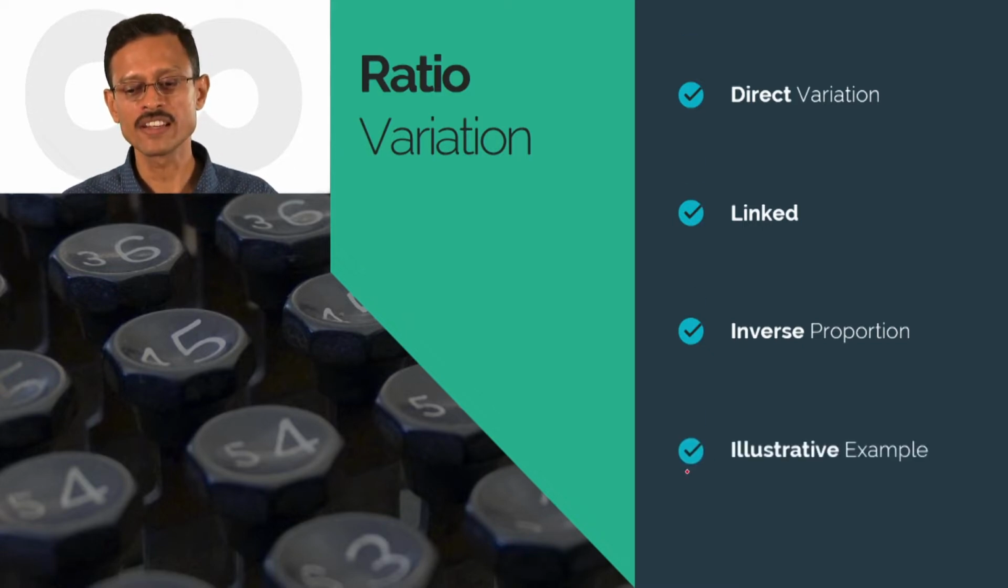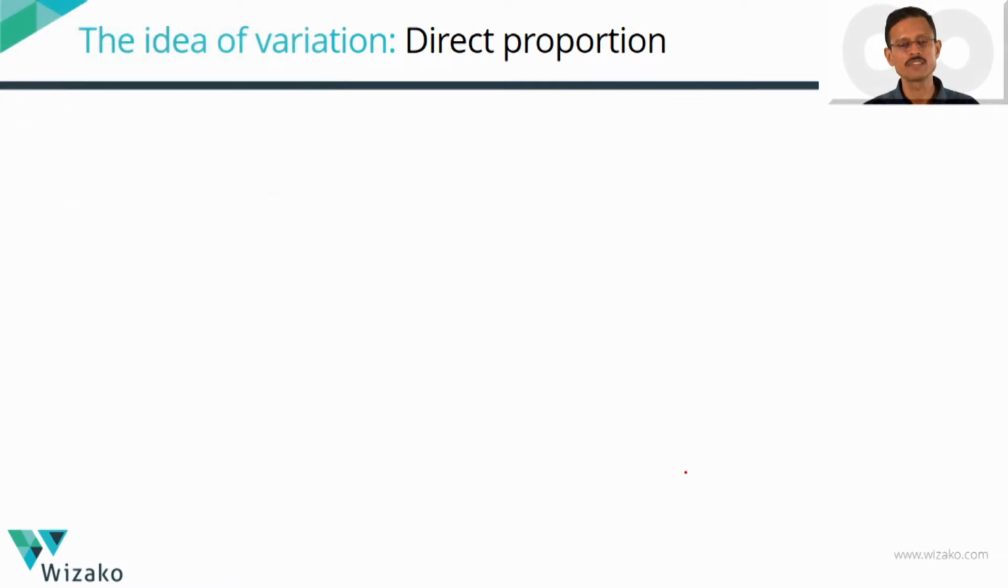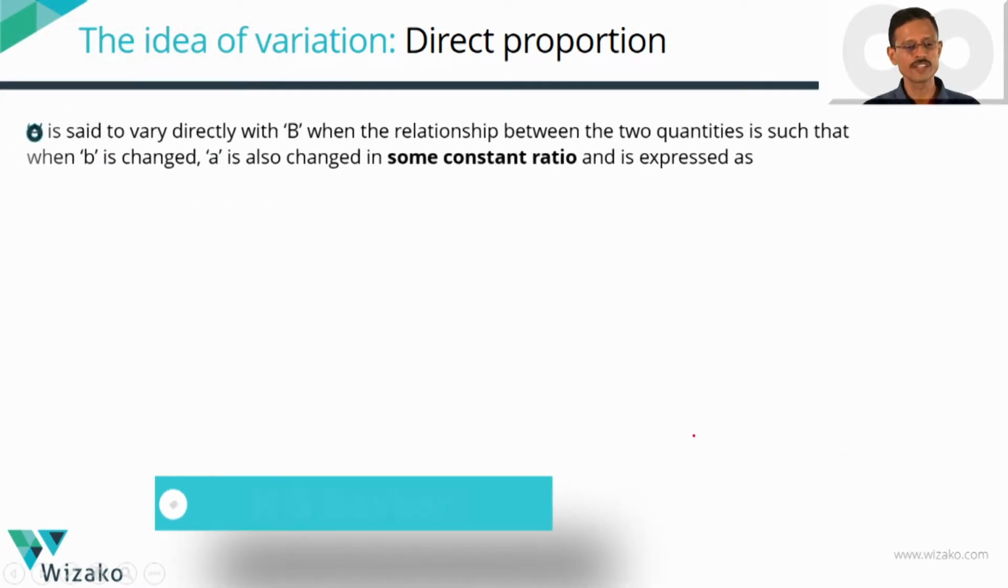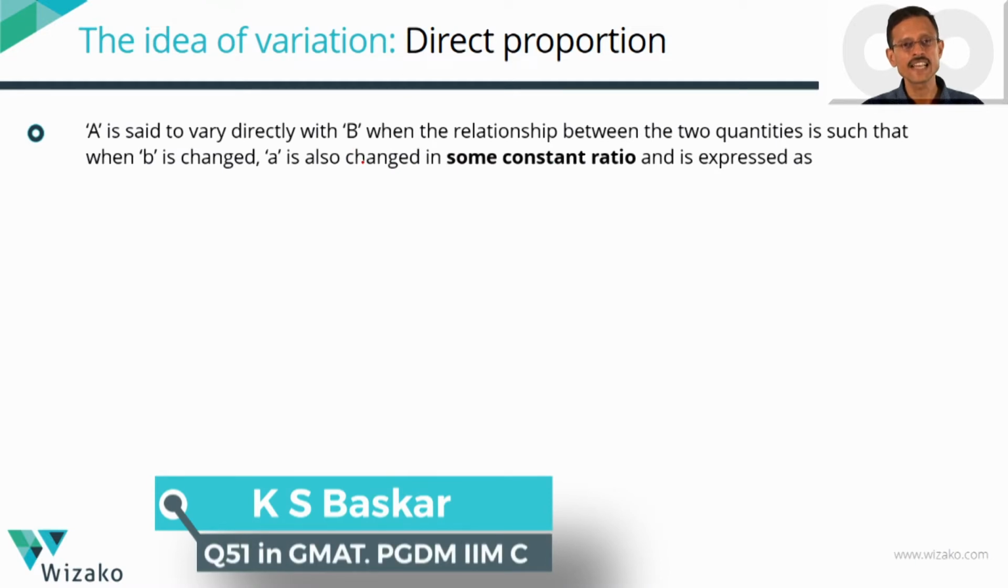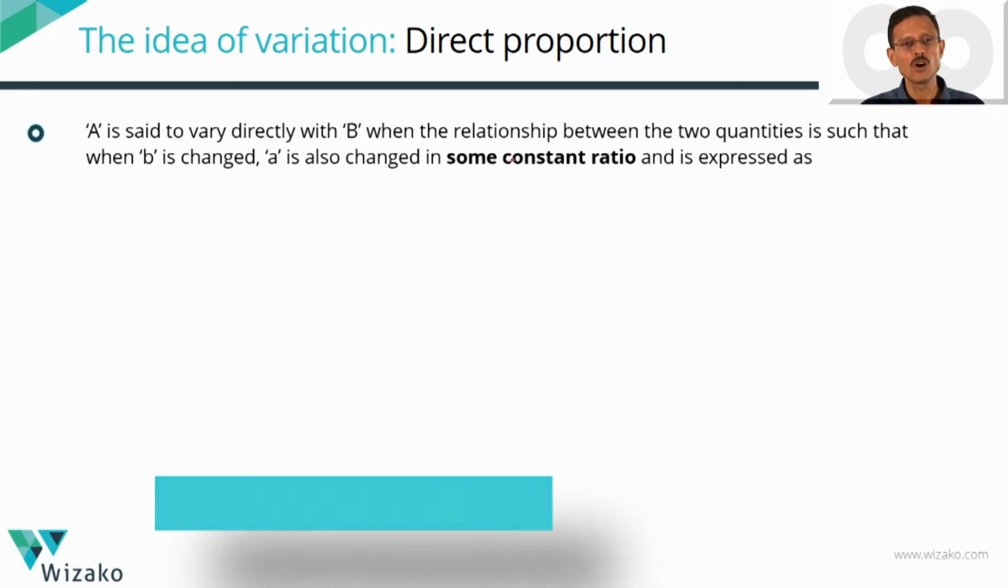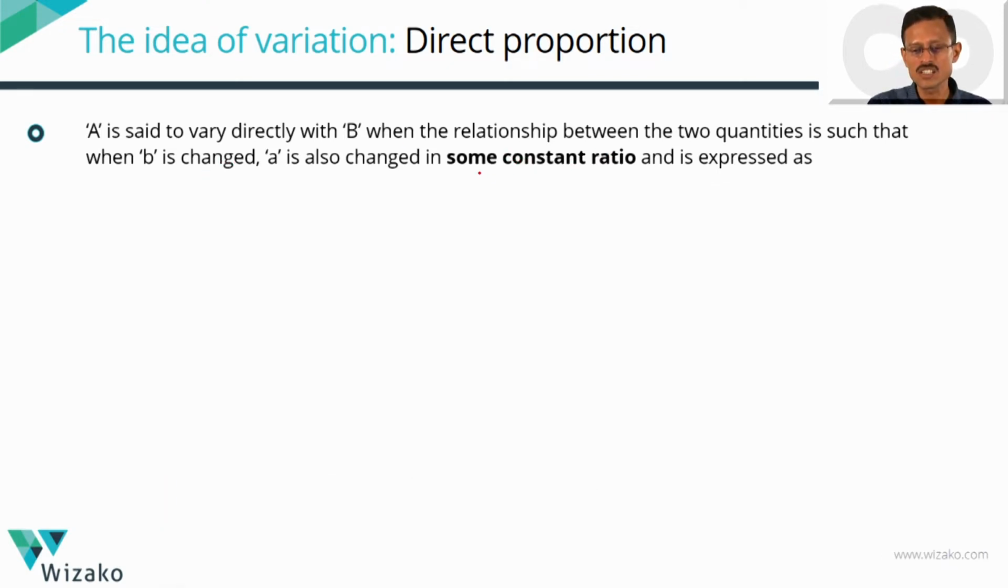Let's start with a definition and understanding of what direct proportion, or varying directly, is. This is a definition of it. A is said to vary directly with B when the relationship between A and B is such that when B is changed, A also changes in a constant ratio. That's the crux of it. If I change B, A also has to change, and it should change in a fixed constant ratio.